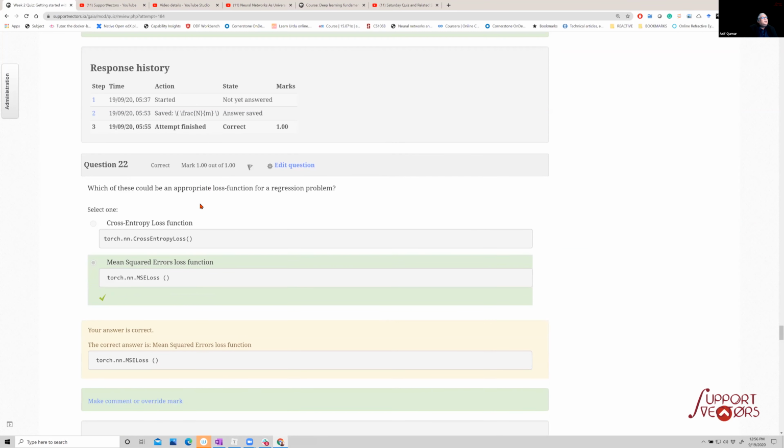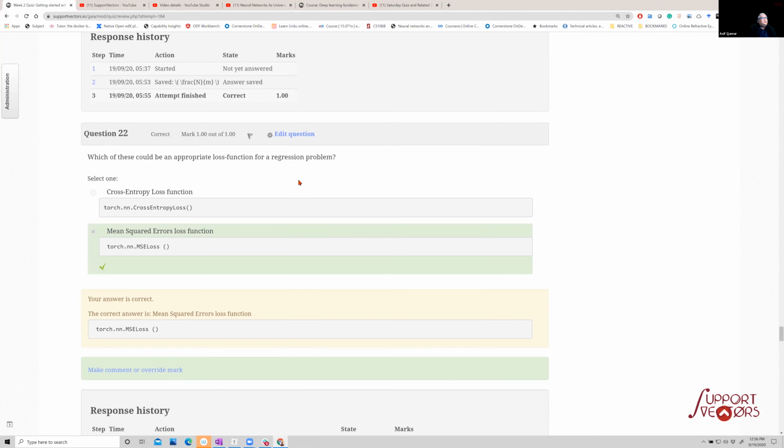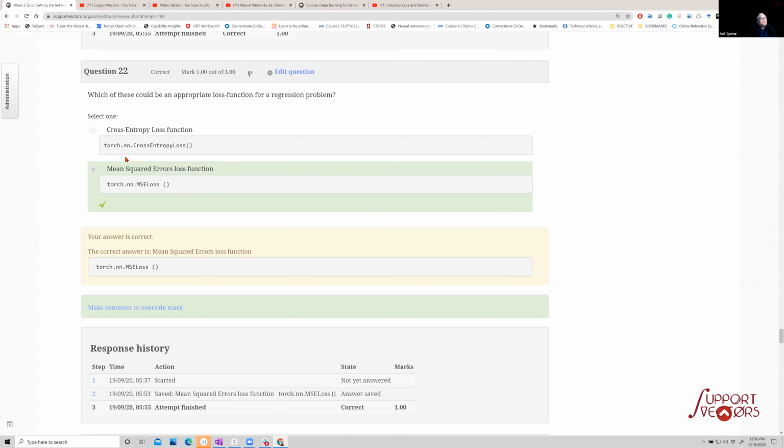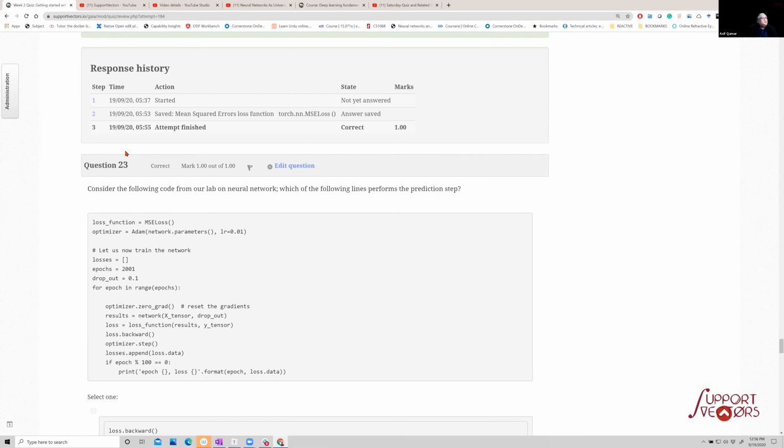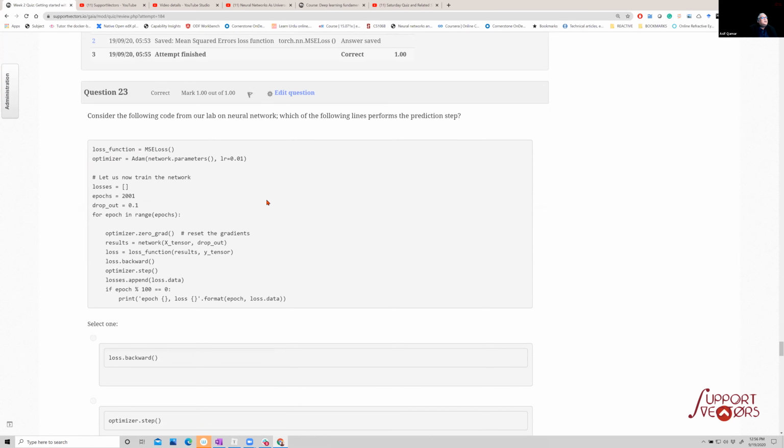Which of these could be an appropriate loss function for regression? Yeah, mean squared loss. Cross entropy loss? No. Remember, a y log y hat was the cross entropy loss. We can't use that. Now, this is directly from the code. It is just understanding the code.